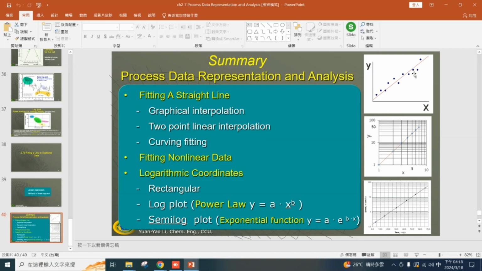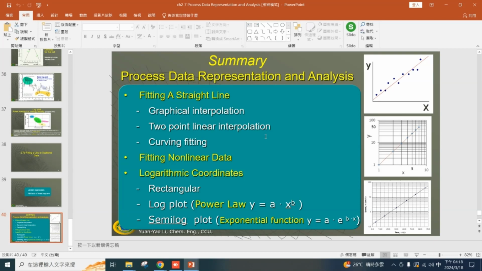Okay. And also, you can have a 2-point linear interpolation. You pick up the 2 points, and you plot the line. You get the answer. You get A and B. Or you can use a mathematical method like linear regression. So actually, you have 3 methods to find the equation of this line.